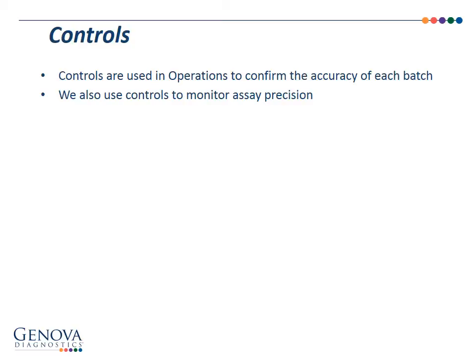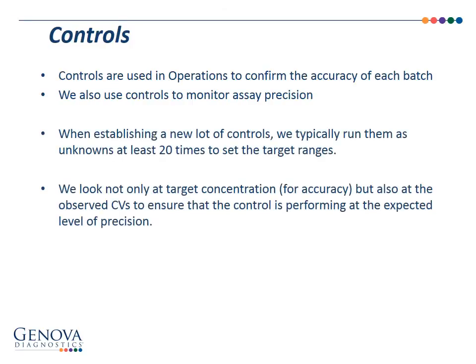But the controls are also monitored weekly by the supervisors and periodically by the lab directors, and they're looking not only at the accuracy, but also at the precision. So they do this in 2 ways. When we're establishing a new lot of controls, we often run them as unknowns, say 20 times, to set the new target ranges. And again, we're not only looking at the target concentration for accuracy, but we're looking at the observed CVs to make sure that that control is performing where we expect.